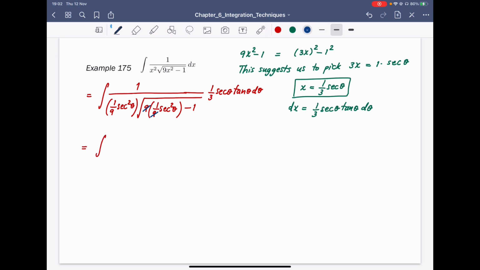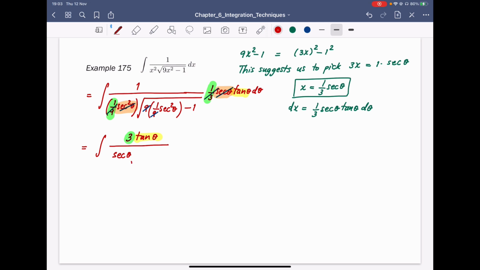Let's first cancel something. One secant here is going to cancel with one secant here. Also, 1/3 here is going to cancel with 1/9 here, so we have 3 on the top. Does it make sense? This is from the cancellation of 1/3 and 1/9. And we have tangent on the top, which is from here. Also, we have a secant here that cancels with the secant squared over there, the orange one, so we have just sec theta in the denominator.